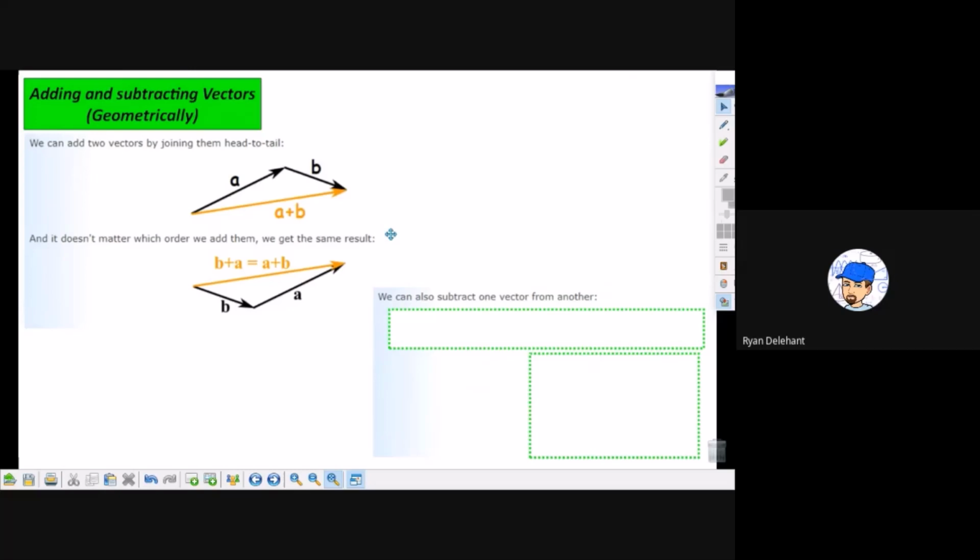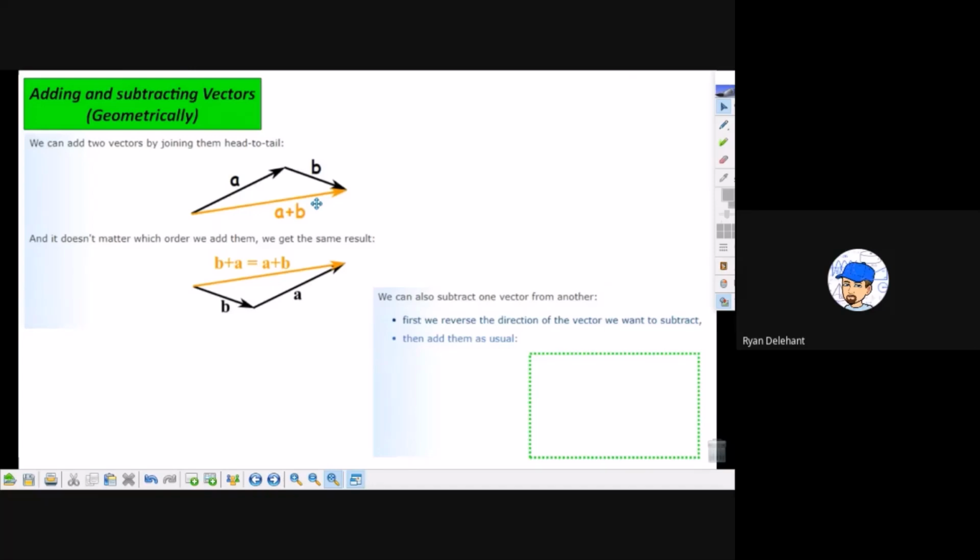Now, like just about everything else we've learned about, if you can add it, that means you can subtract it. Because addition and subtraction are actually the same operation. Subtraction is just a shorthand notation for adding a negative. So they carry the same principles. They go together. Only thing we'd have to do when we draw this out is that we would need to reverse the direction of the vector we want to subtract.